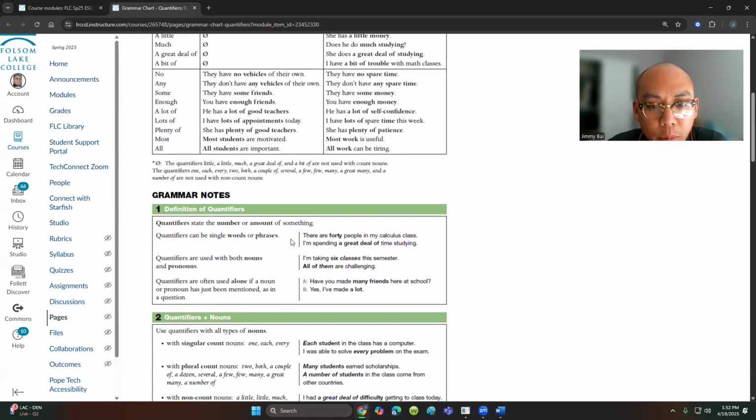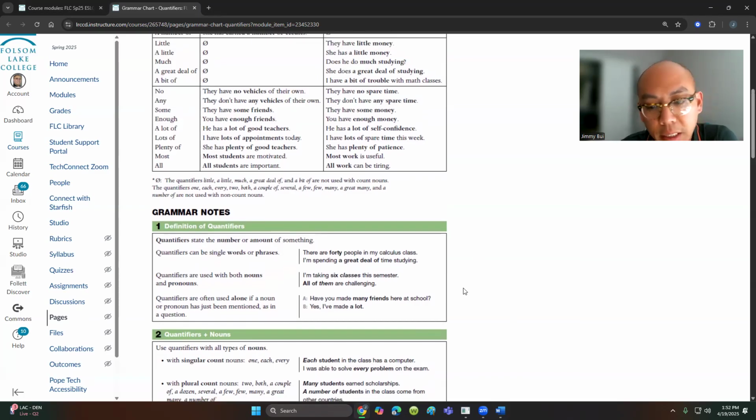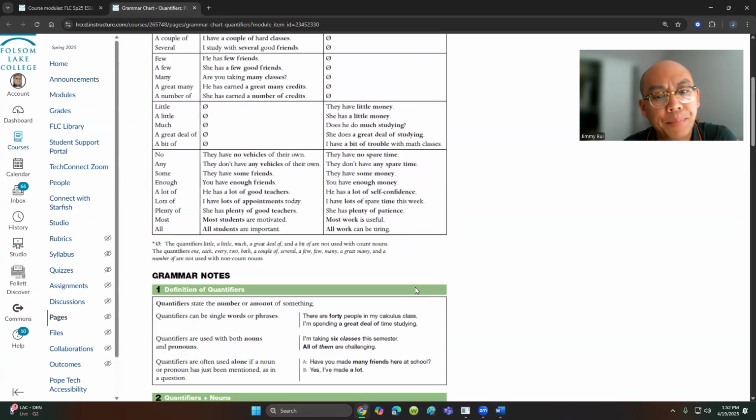There are 40 people in my calculus class. I'm spending a great deal of time studying. Quantifiers are used with both nouns and pronouns. I'm taking 6 classes this semester. All of them are challenging. Quantifiers are often used alone if a noun or pronoun has just been mentioned, as in a question. Have you made many friends here at school? Yes, I've made a lot.